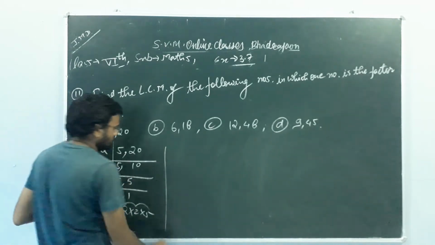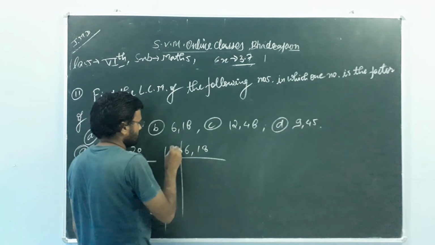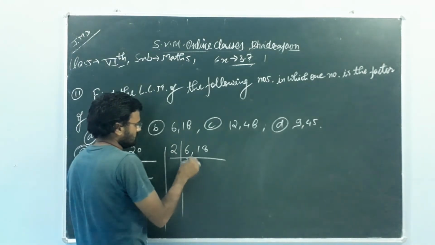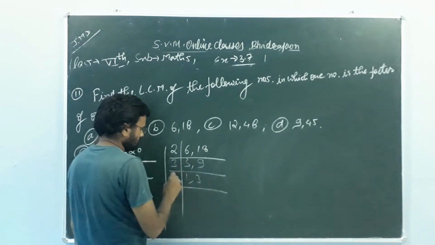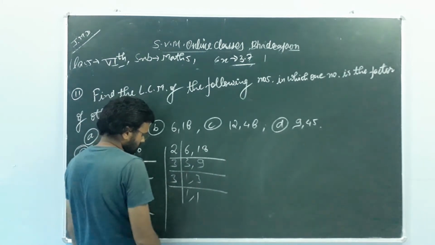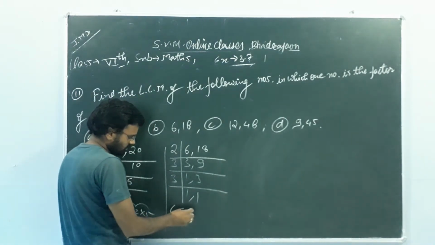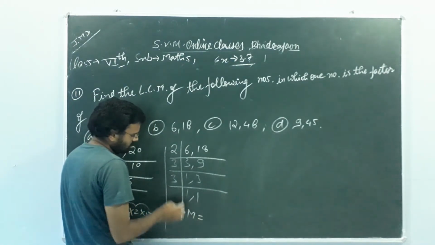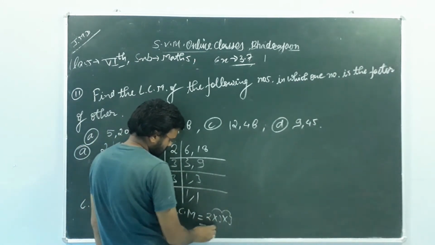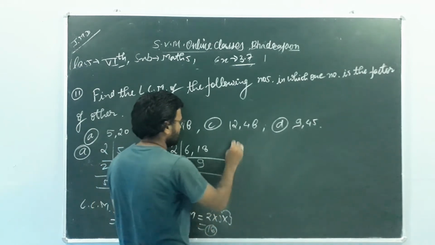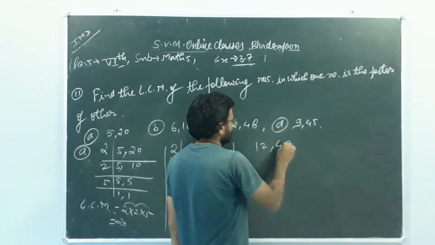Now in part B we have 6 and 18. We divide by 2: 2 times 3 is 6 and 2 times 9 is 18. After that by 3: 3 times 1 is 3, 3 times 3 is 9, again by 3, this is 1 and again 1. Now we find the LCM. Our LCM is 2 into 3 into 3, 3 times 3 is 9, times 2 is 18. Our LCM is 18.